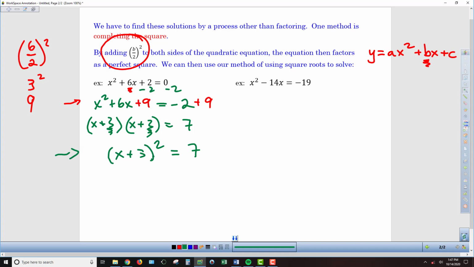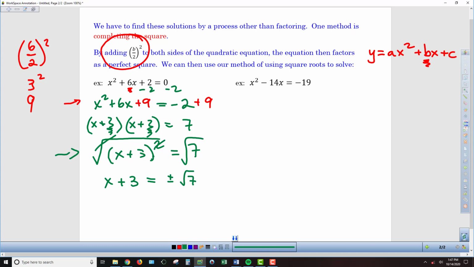And so now I can undo that square with a square root. And so I'm going to take the square root of both sides of this equation. So now I've turned it into a problem that I can solve using square roots. And so on this left-hand side, I've got the square root and the square are going to cancel each other out. So I'm just left with x plus 3. And now on this other side, I need a plus or minus, but I can't really do anything with that square root of 7. I can't factor tree that down. It's not imaginary, so I don't have to worry about that. So I just leave it as plus or minus the square root of 7.